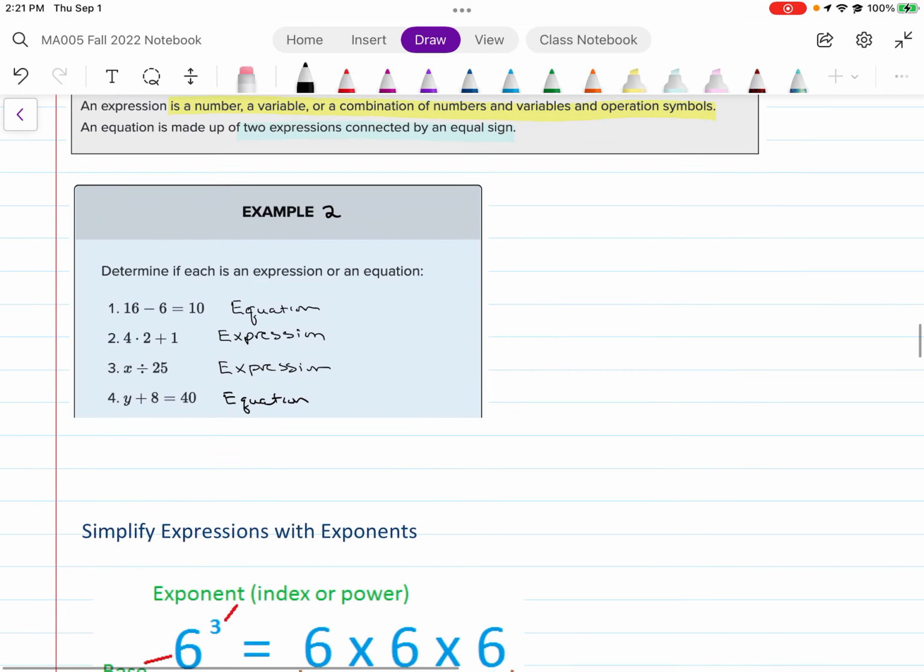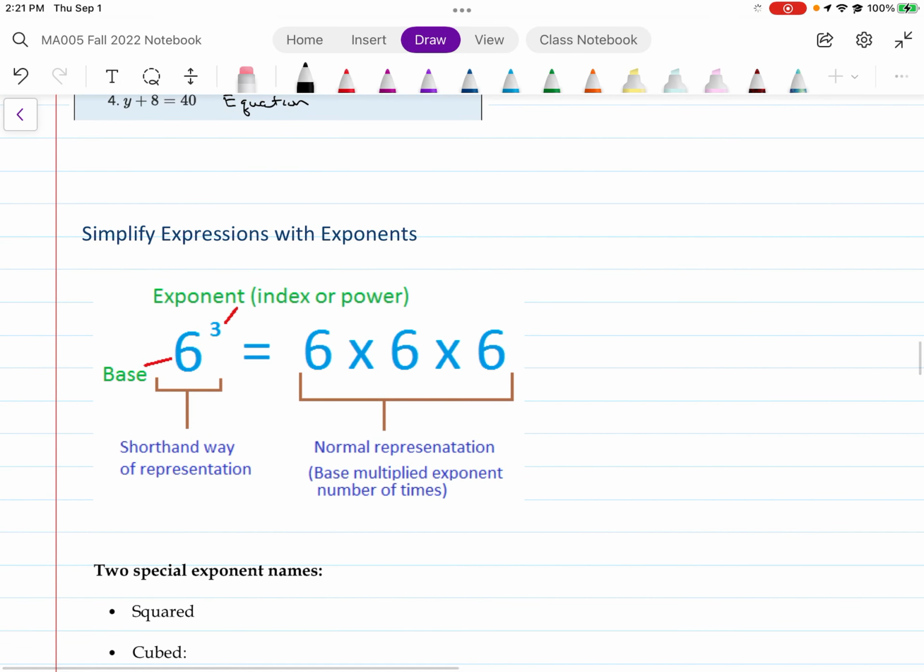All right, so simplify expressions with exponents. We have an exponent here, and that is this part right here. The exponent is on a base. There's always a base, some number or a variable, raised to an exponent, some other number. What it really means is 6 to the third means 6 times 6 times 6, 3 times. So it's repeated multiplication.